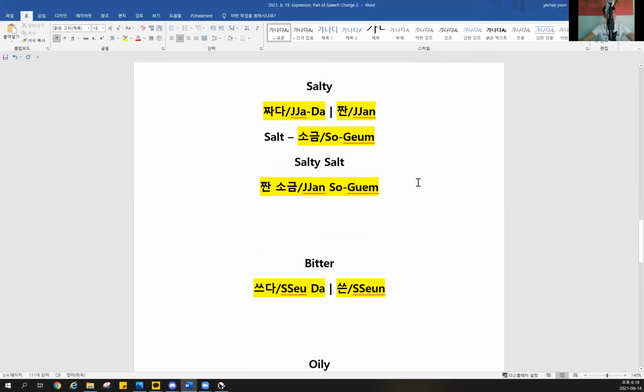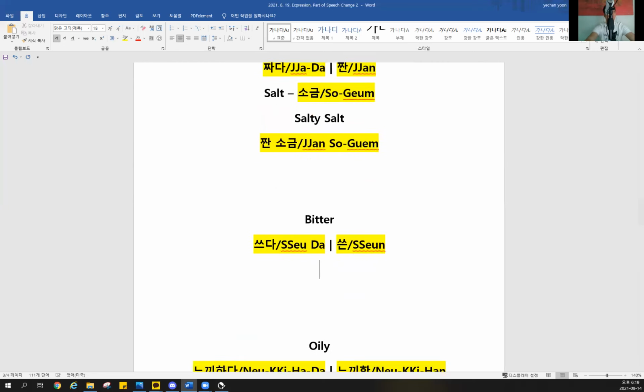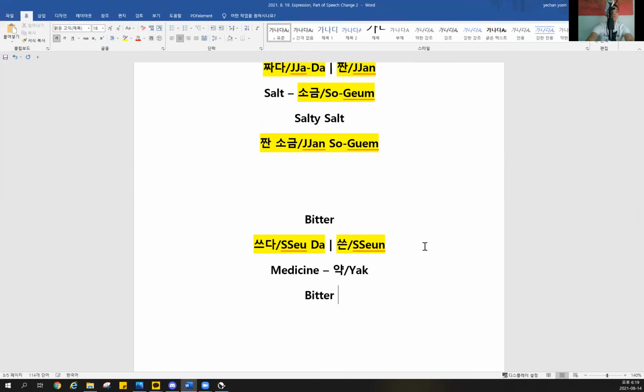Next one. Bitter. How you can say bitter? Okay. Nice one. I will give an example with medicine, because medicine is always bitter, right? Medicine, how you can say? 약. Okay, then if you want to say bitter medicine.